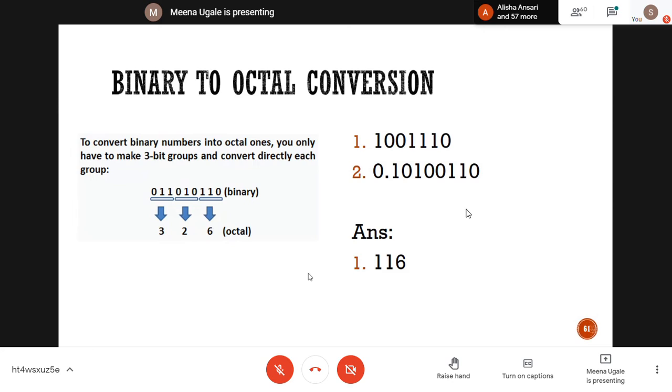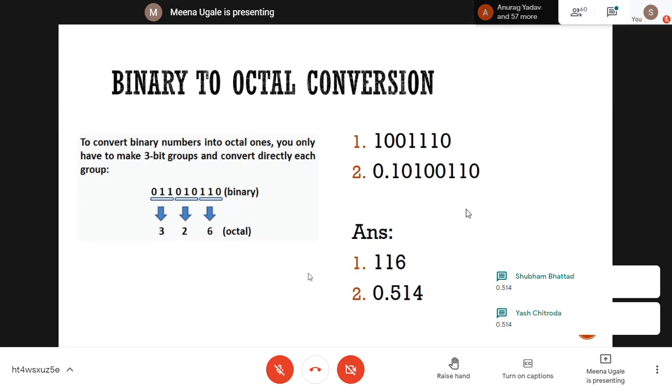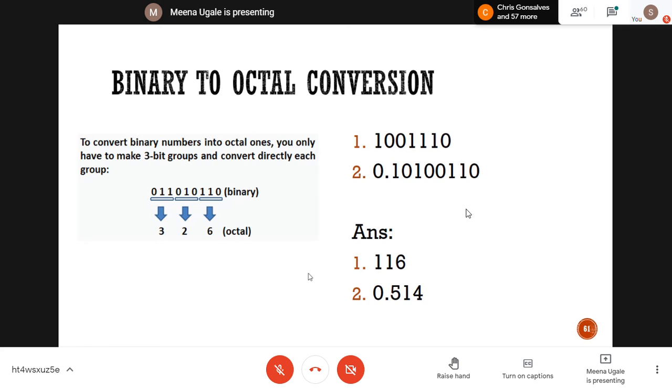On 116, many students have posted in the chat box. Second is 0.514. 4 or 6, it is... sorry, it is 6. Ma'am, it is 4 only. Yeah, checking, it is 4. Yeah. Okay. So this is your binary to octal conversion.